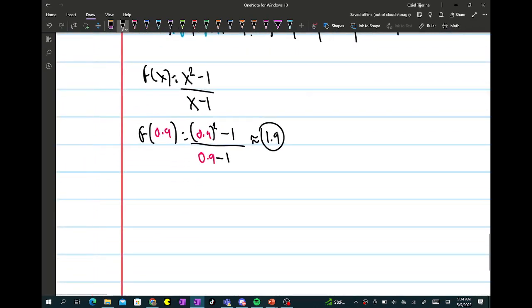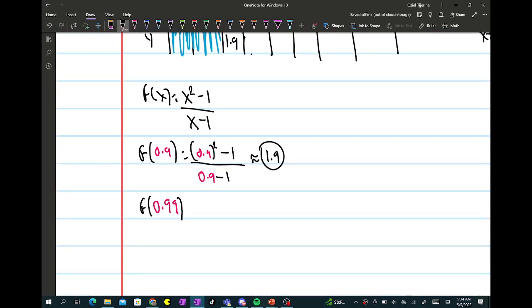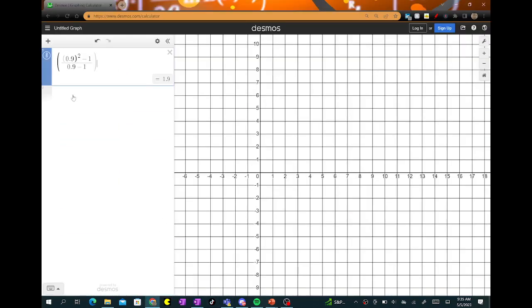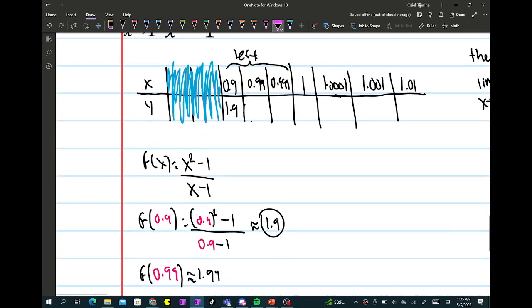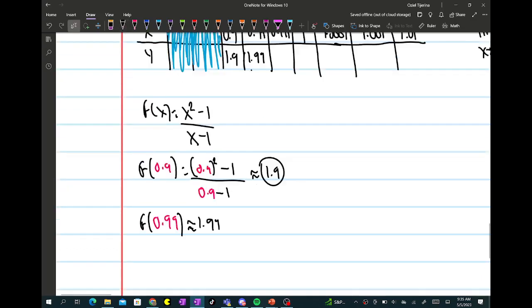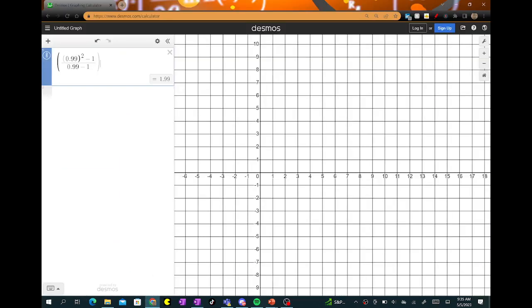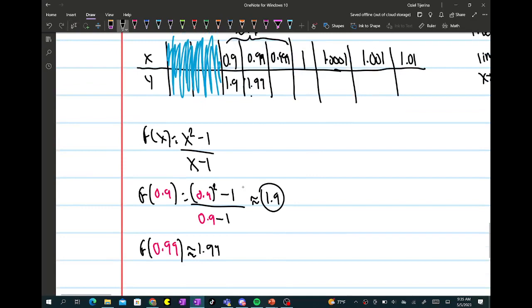Then we're going to do f of 0.99. What would happen if I went now to 0.99? It goes to approximately 1.99. So we know that from the left, at 0.99, we're going to have 1.99. And then let's say we do 0.999. We plug it in, and we get 1.999. So then we're going to put 1.999 here.